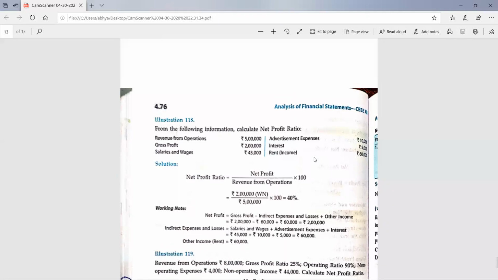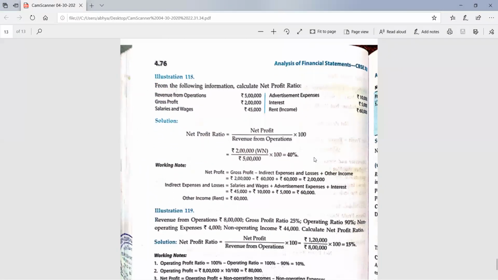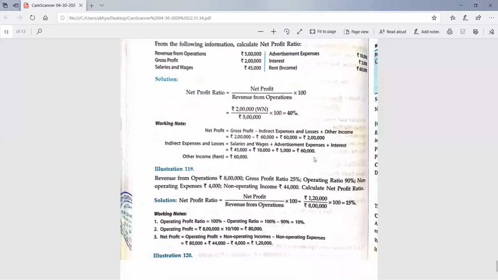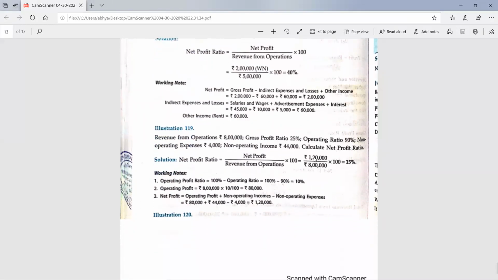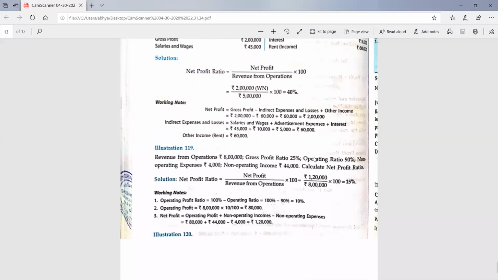RFO, revenue from operations, 8 lakh. This is the last question. GP ratio is 25%. Again, the GP ratio will be on sale unless cost is mentioned, then you will assume it on sale. So the GP here will be 25% of 8 lakh, which is equal to 2 lakh. Students, you cannot go beyond this. You cannot solve this question because we have not yet done operating ratio and operating expenses. So you would not be able to solve this question. Tomorrow we will be doing this question.